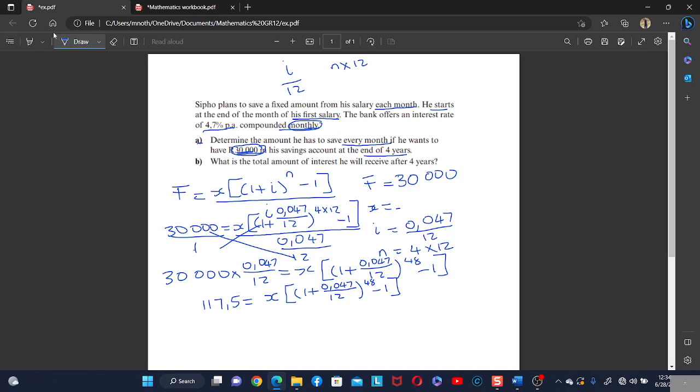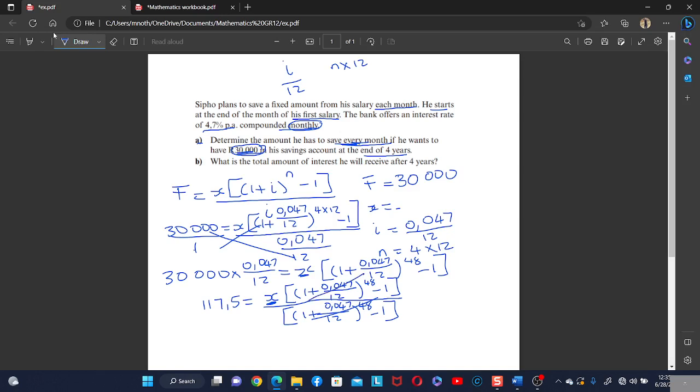Okay, so we are told to find how much he has to save every month. So we are looking for x here, because x here is a monthly installment, the money that he has to save every month. So now to find the x, we just have to cancel what is next to x, meaning that we have to divide by 1 plus 0.047 divided by 12, to the power of 48 minus 1. So obviously they're going to cancel each other.